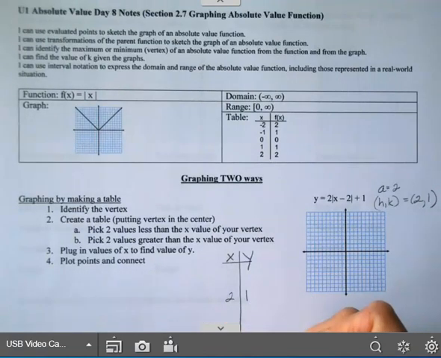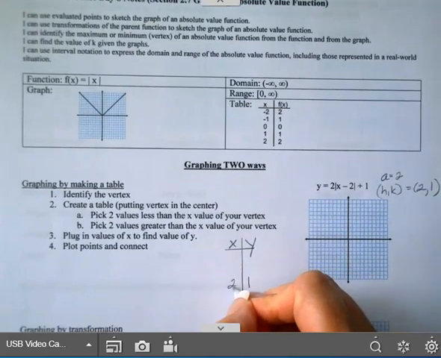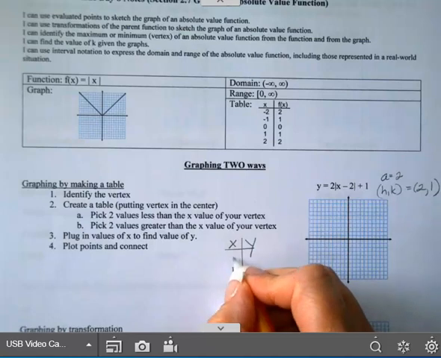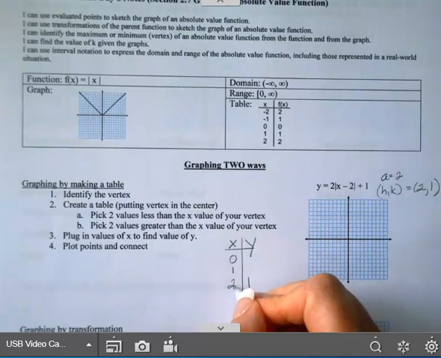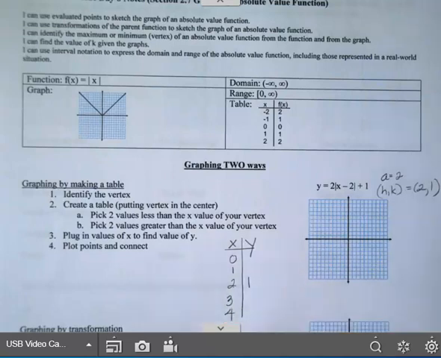And I want to pick two values before that. So two values smaller than 2 might be 1 and 0. And two values larger than 2, I'm going to do 3 and 4. And then plug these into your equation.